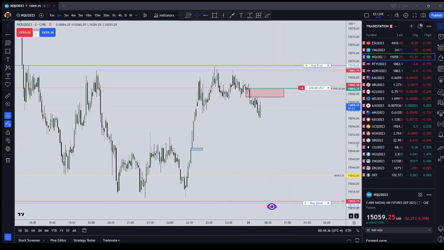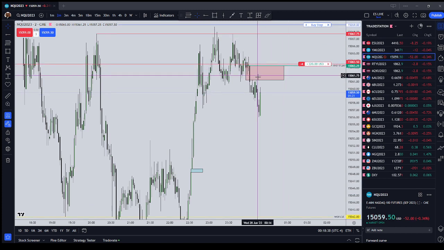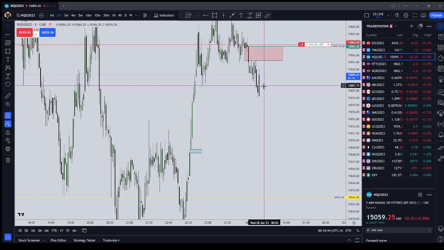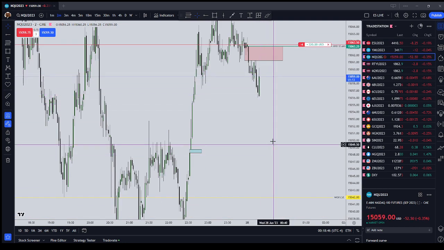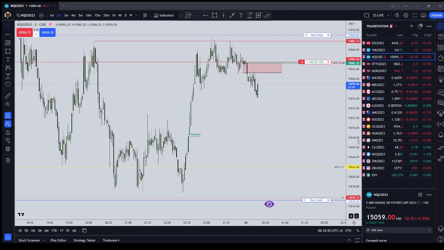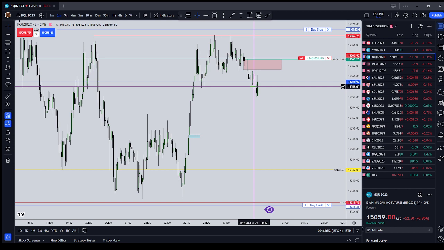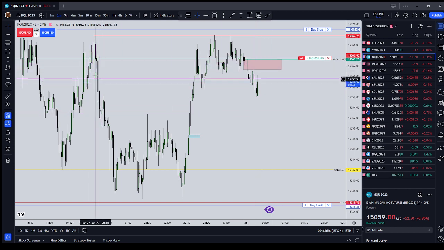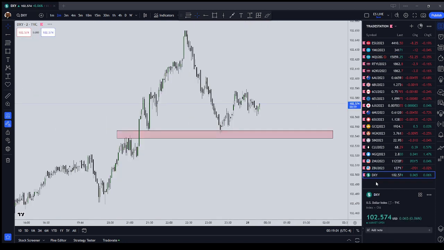Unless, here's the thing, we leave this red box open. If we don't re-deliver into the red box, that would be a very good sign for my position. If we can leave the red box open, it could be a breakaway gap that does not get re-delivered, similar to this over here. That would be a very good sign.